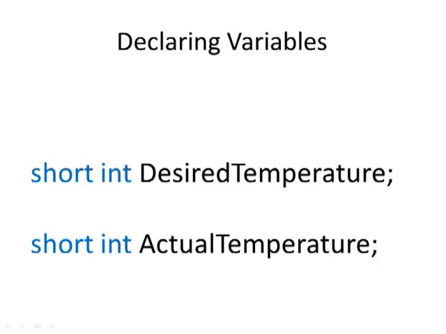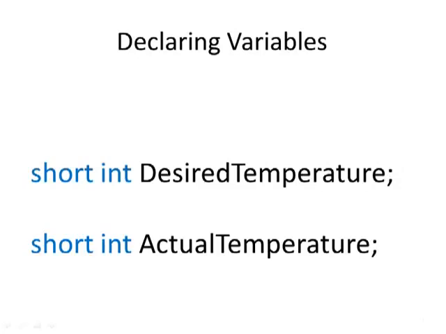And variable names can't have any spaces in them. So when a variable name consists of more than one word, what I usually do is capitalize the first letter in each word. It serves as a visual separator, so it's easier to see that it's really two words, but I can't put a space in between. And variable declarations always end in a semicolon.